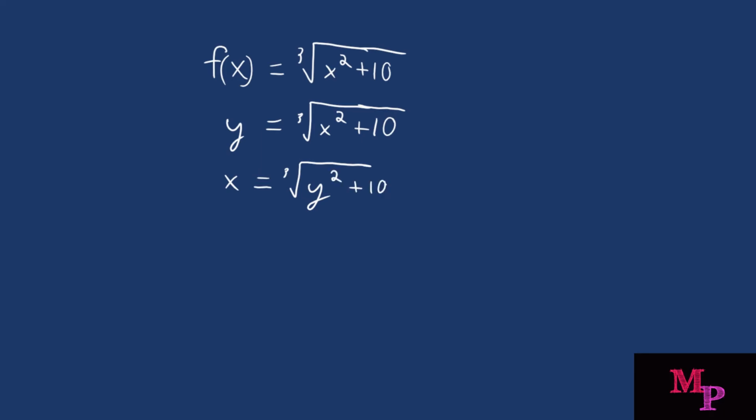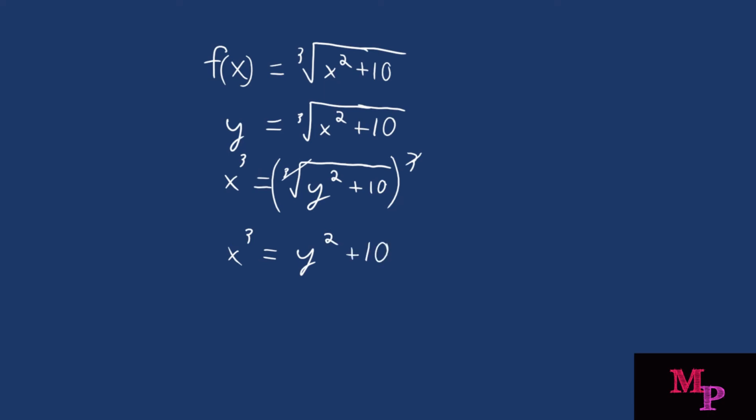So now that you changed your variables, you want to go and solve for your new y. The first step is to get rid of your cube root, since that's over everything. And the inverse of a cube root is cube. So if you raise both sides to the power of 3, or if you cube both sides, then that's going to get rid of the cube root. And you're going to be left with x cubed is equal to y squared plus 10.